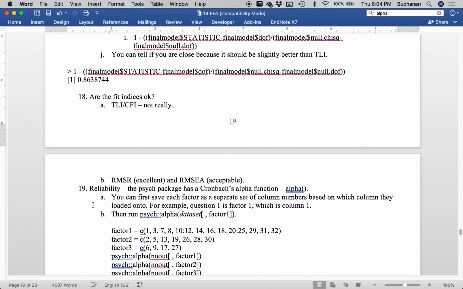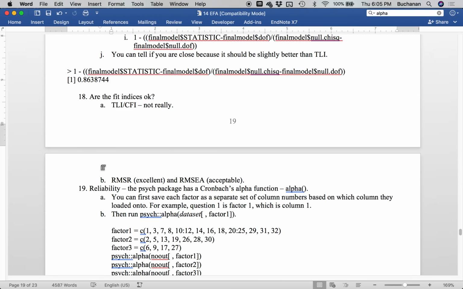And are the fit indices okay? Well, no, not really for TLI or CFI. For RMSR, they're excellent, and for RMSEA, it's acceptable. So I got a mixed bag here. Got half and half, and I would present it as such. Achieving simple structure is always a good thing as well.